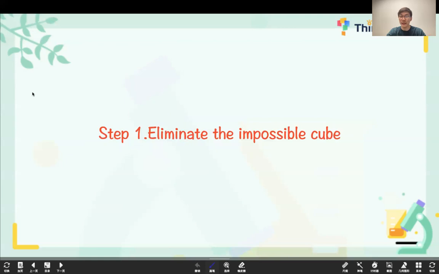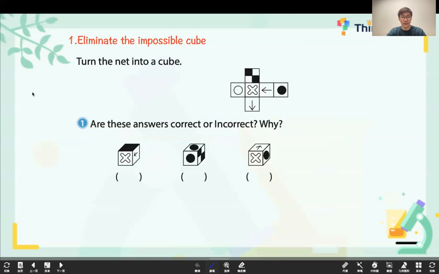The first step we call eliminate the impossible cube. So what do we do here? Well, let's look at an example to help us out. In this net, we see that there are 6 different faces. And the question asks us, are their answers correct or incorrect? And why? So there's one on the left. We can see that the top face is a face which is completely filled in.